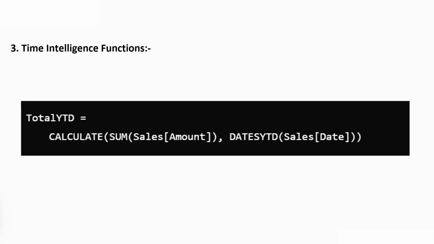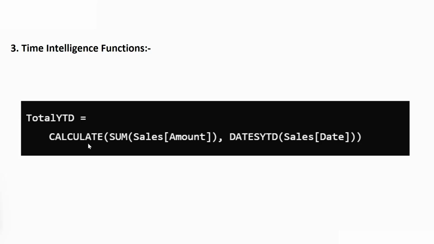The next one is time intelligence functions. DAX includes a robust set of time intelligence functions that enable advanced date-based calculations. These functions are particularly useful for analyzing data over time, such as year-to-date, quarter-to-date, and month-to-date calculations, as well as performing comparisons between different time periods. For example, you can use the DATESYTD function to calculate the cumulative sales up to a certain date within the current year.